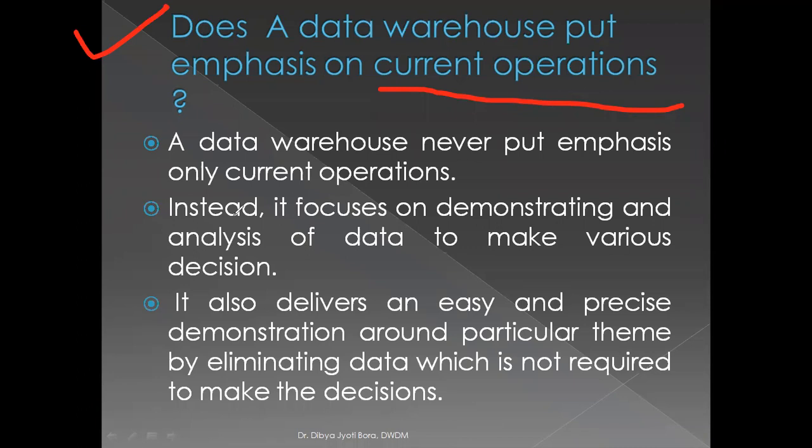Okay. Earlier I told you about the non-volatile nature of the data warehouse data, right? Earlier I told you about the static nature of the data in the data warehouse. So the time variant property, history-based analysis of the data, these things mean that we don't need the current operations. We need the data for some specific intervals and some history-based data. Okay. So a data warehouse never puts emphasis only on current operations. Instead, it focuses on demonstrating and analyzing data to make various decisions.